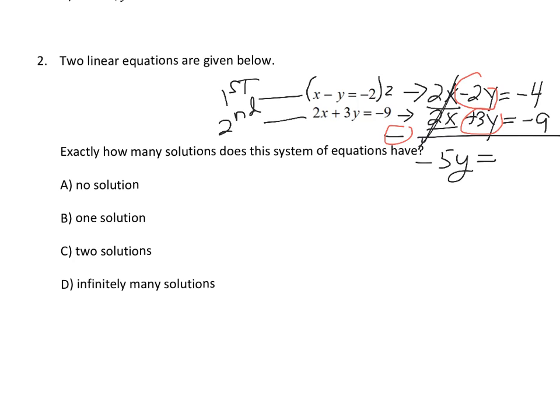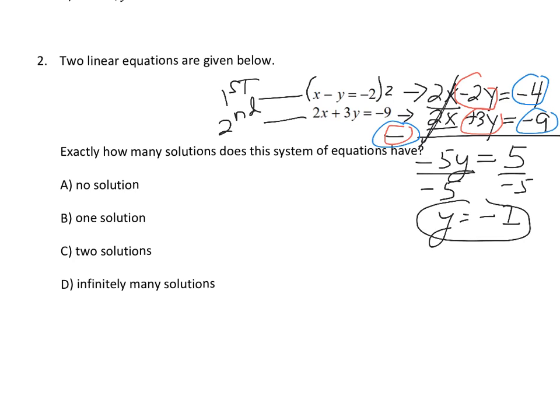Equal sign goes down. Let me change my color right now. On the other side of the equations, I have negative 4 minus negative 9. It becomes negative 4 plus 9, and that will give us positive 5. So now, all we need to do is divide by negative 5, both sides. The coefficient of the y term is negative 5, so therefore y equals negative 1.